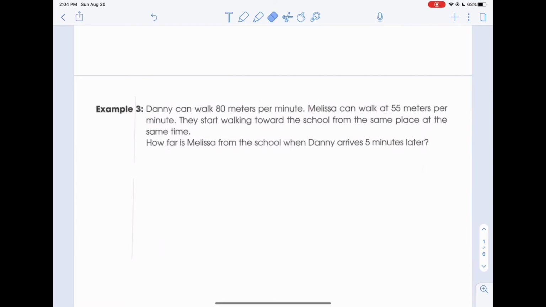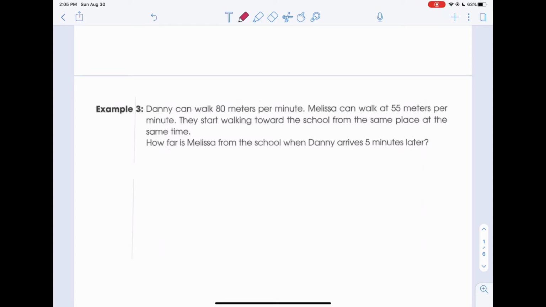Now this problem is a little different. So it tells us Danny can walk 80 meters per minute, so that's Danny's speed, and Melissa can walk at 55 meters per minute. They start walking towards school from the same place at the same time, and they ask us, how far is she from school, Melissa, when Danny is already at school 5 minutes later?